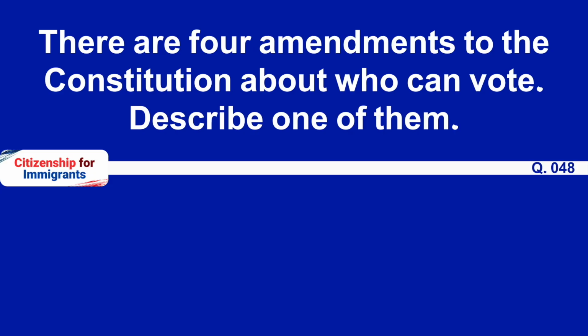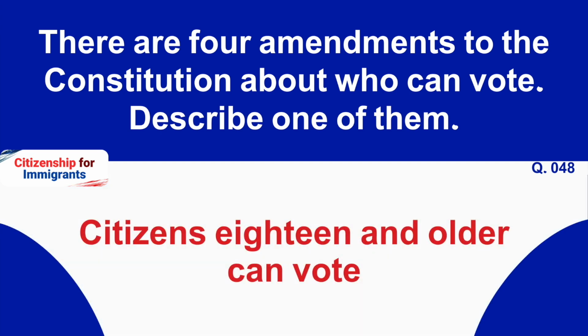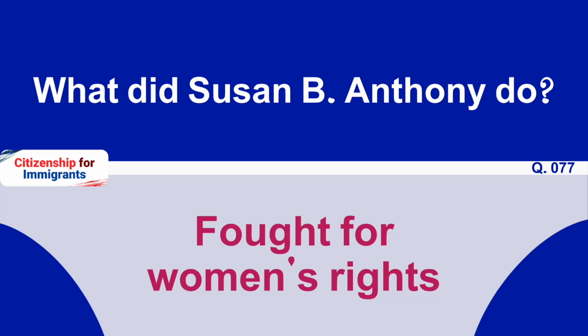There are 4 amendments to the Constitution about who can vote. Describe one of them. Citizens 18 and older can vote. What did Susan B. Anthony do? Fought for women's rights.